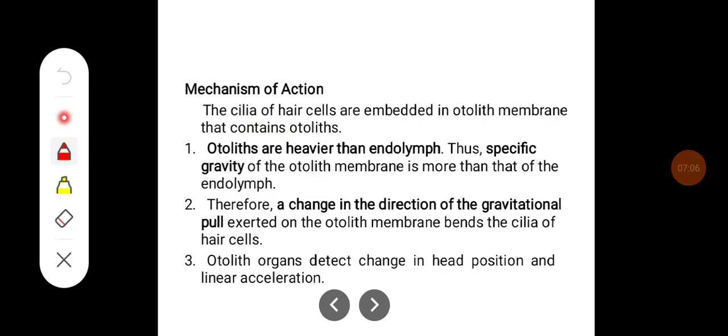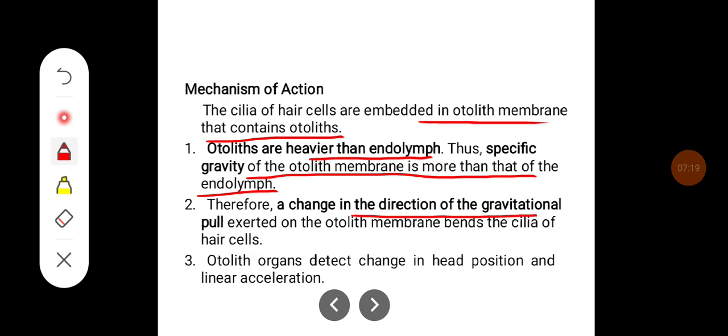The cilia of the cells are embedded in the otolith membrane that contains otoliths. Otoliths are heavier than endolymph. The specific gravity of the otolith membrane is more than that of the endolymph. Therefore, a change in the direction of the gravitational pull exerted on the otolith membrane bends the cilia of hair cells.